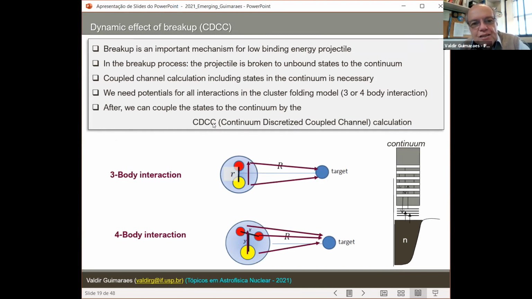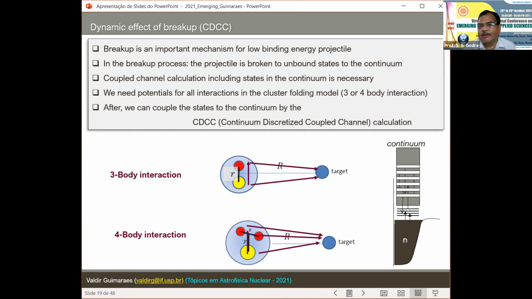So when you do the CDCC calculation, the model we apply is what we call the cluster folding model. In this cluster folding model, we take explicitly this interaction. So we don't need to take this as a whole because we take it as individual clusters. So that's why reorientation is not considered here.